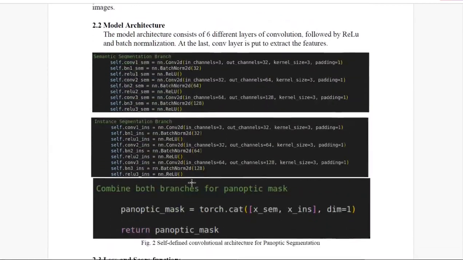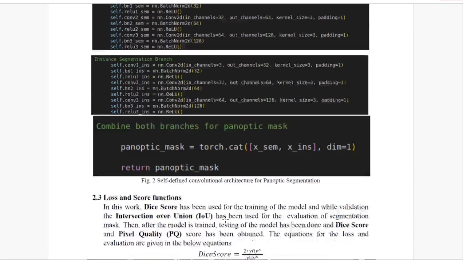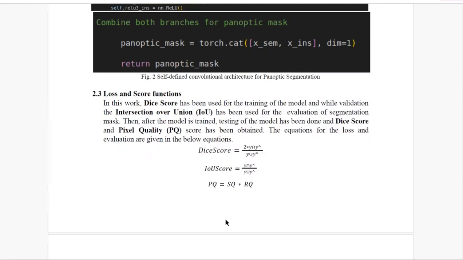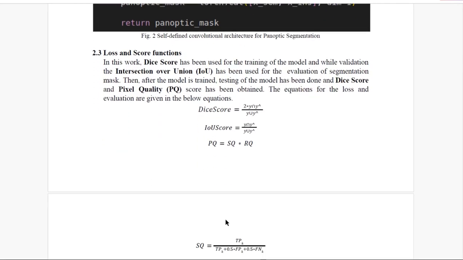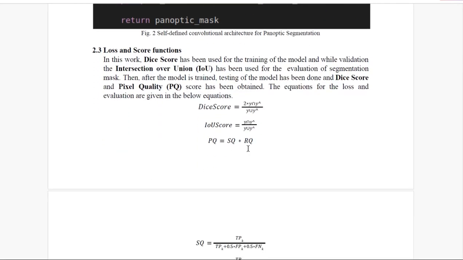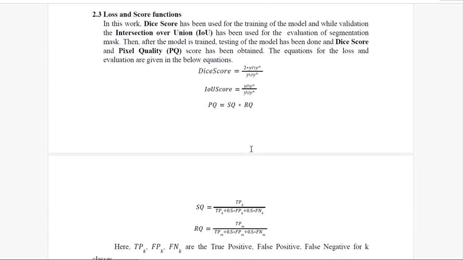Let's see the model architecture. This is the model architecture and the approach which we have used. It is based on the convolution of the semantic as well as instance segmentation. Then we are using the masking on the panoptic segmentation. This is the loss function which we have used, which is the DICE score. This is the multiplication of the semantic as well as instance segmentation scores of the losses.